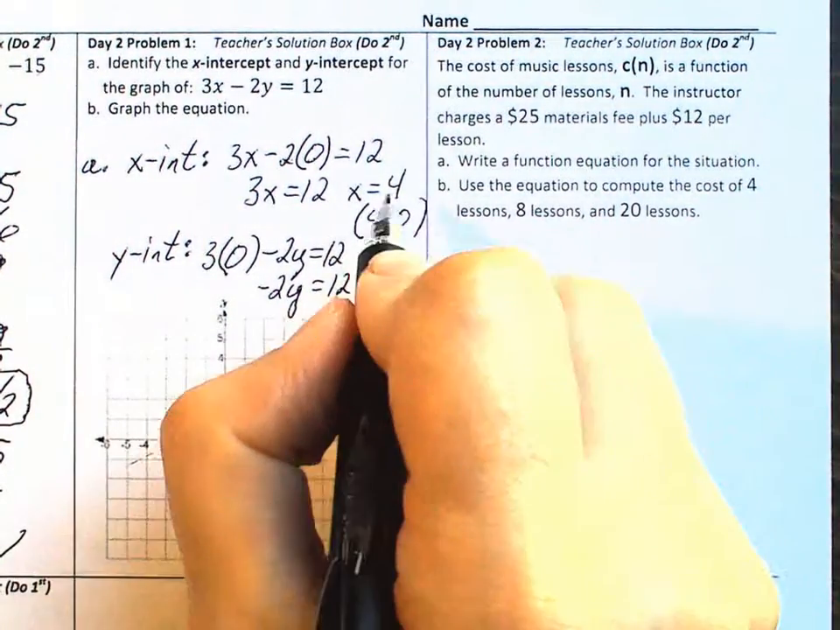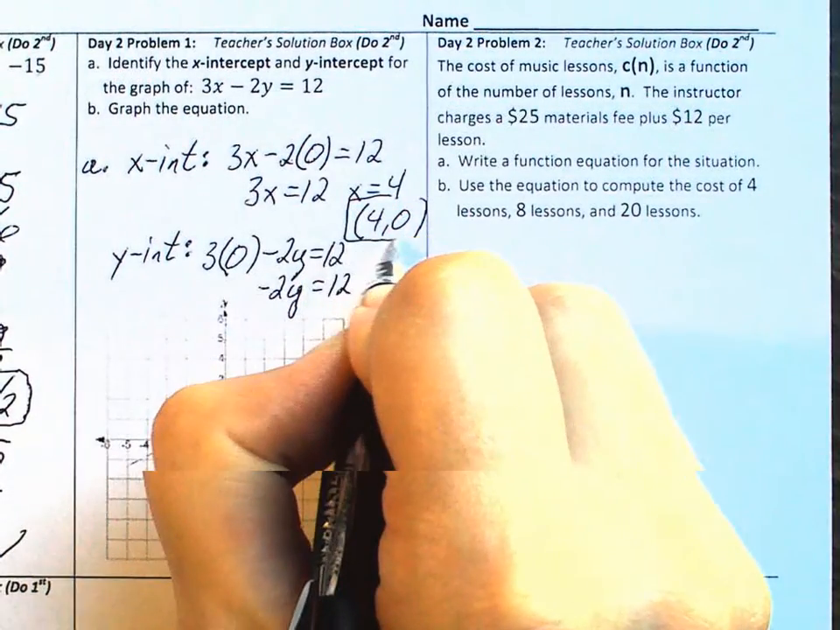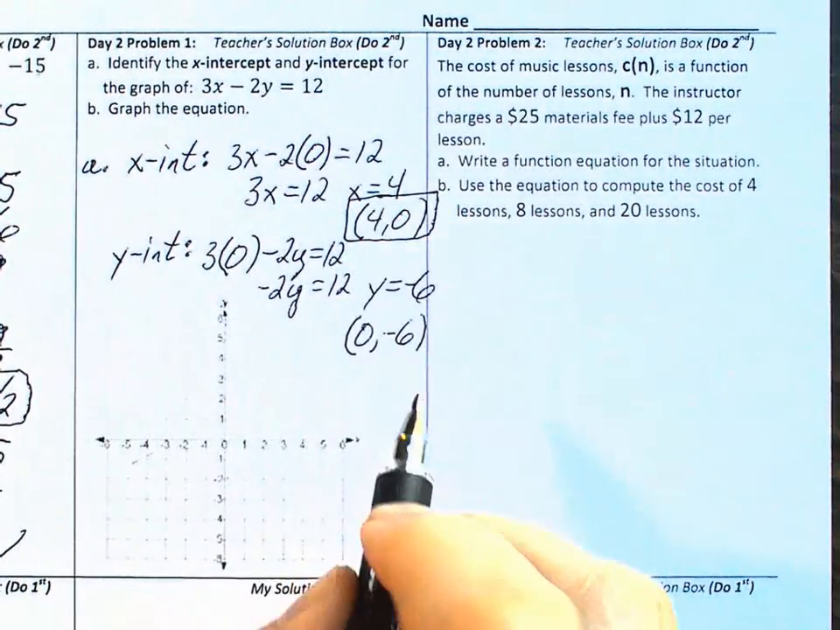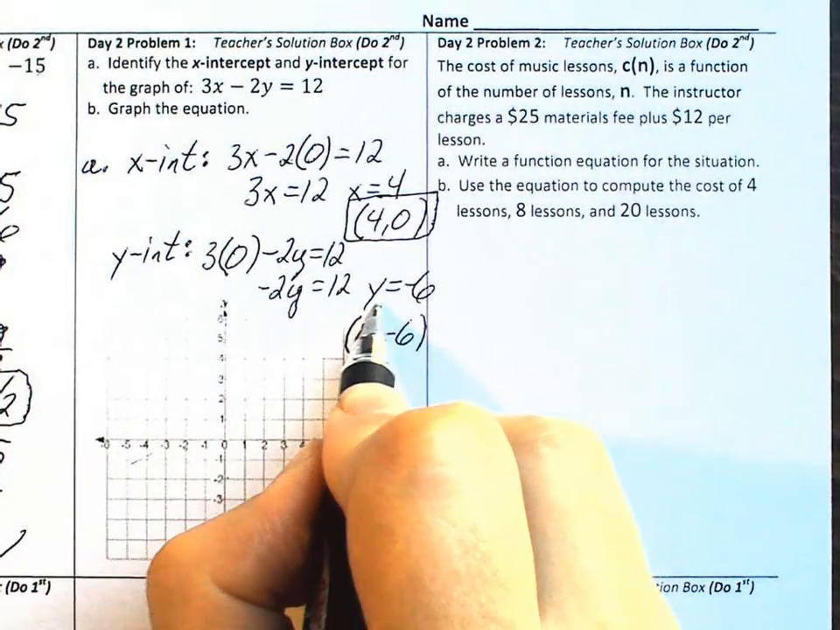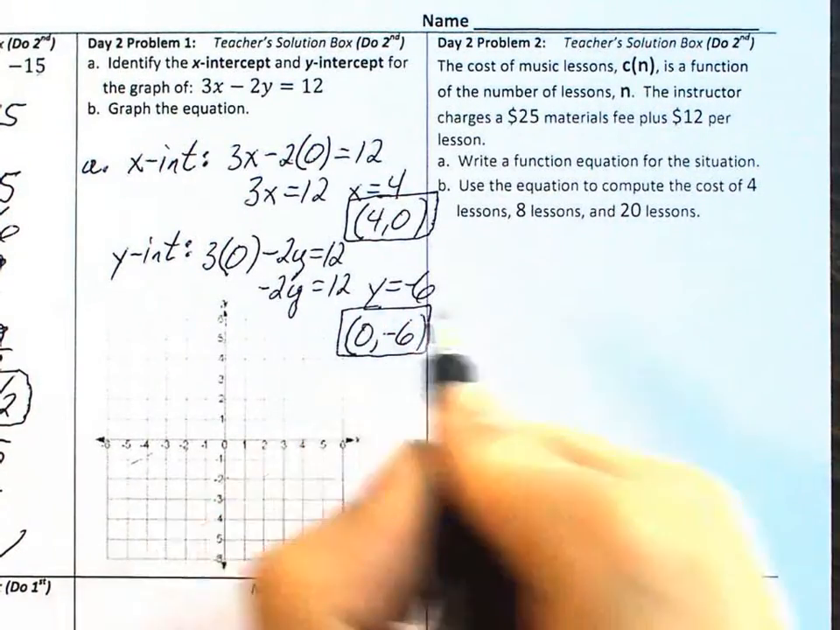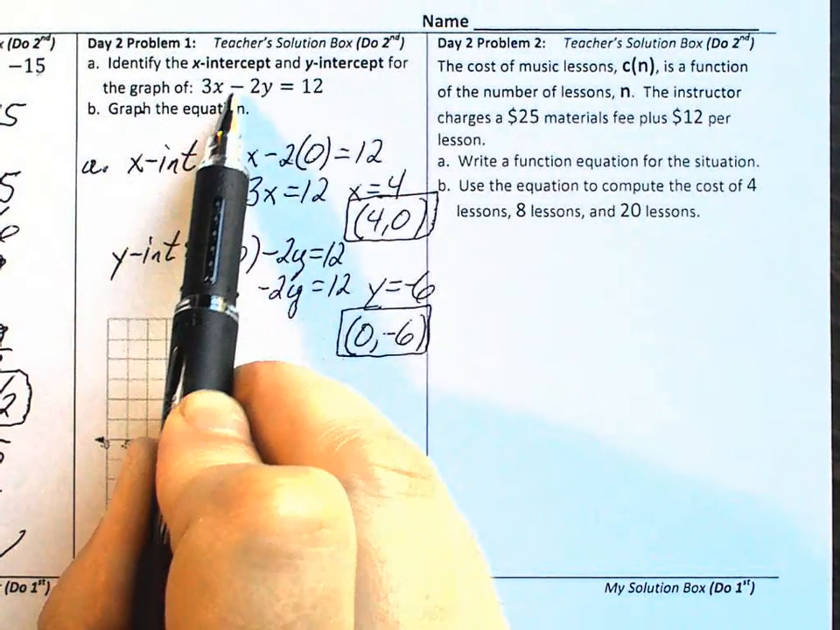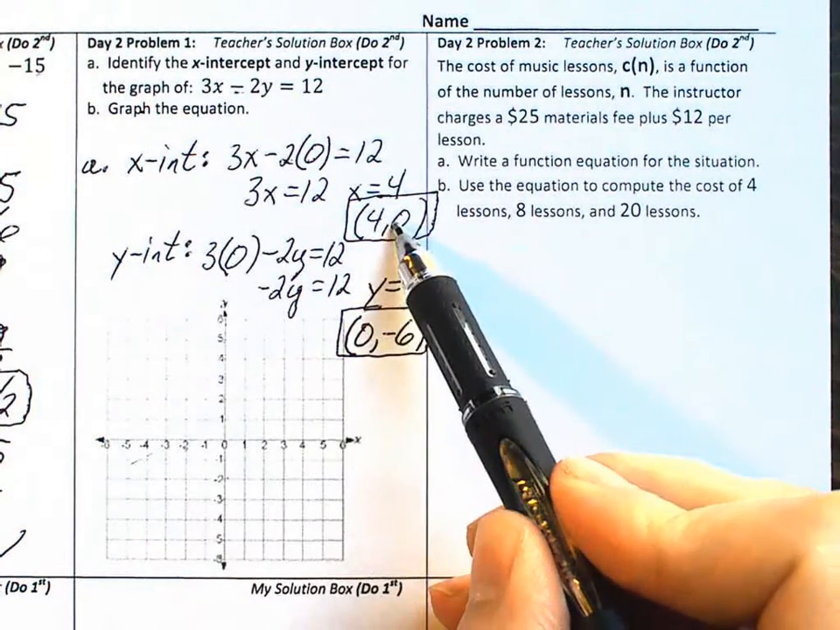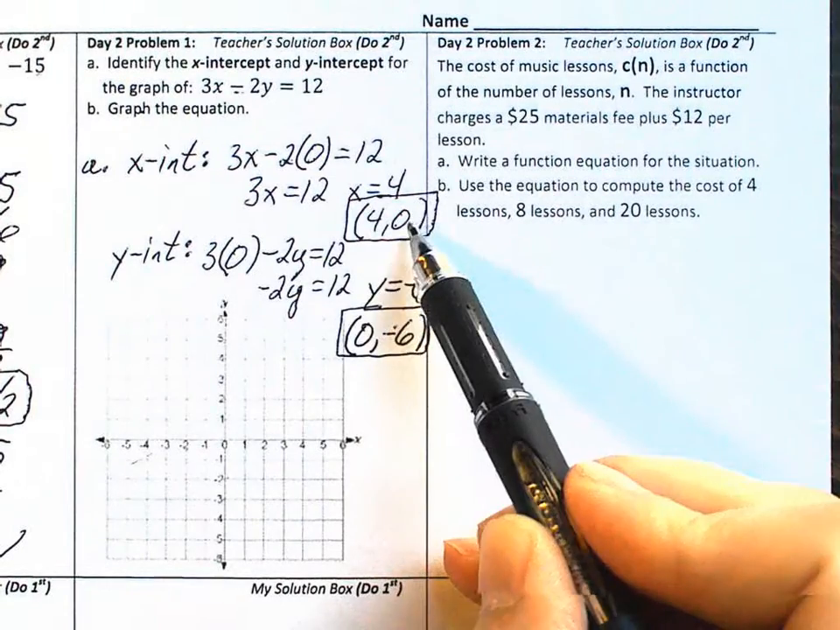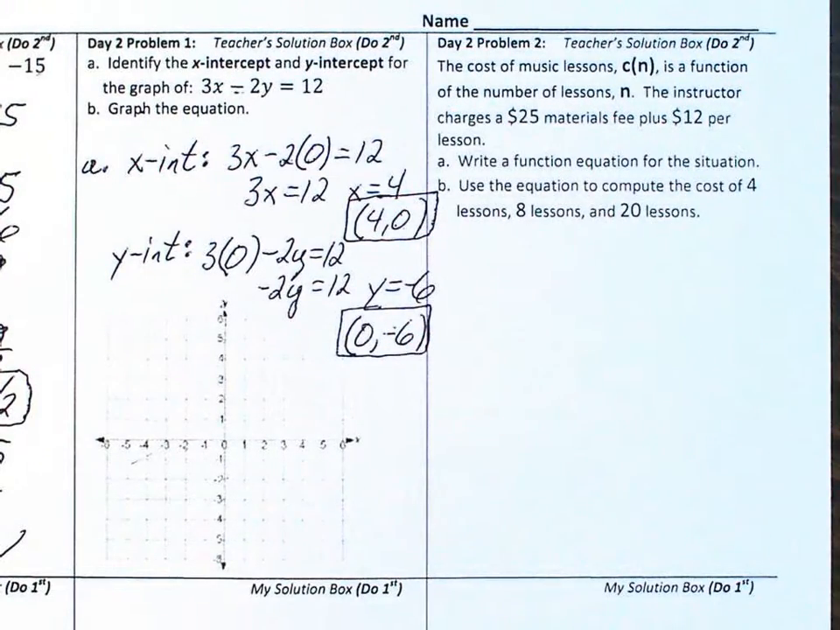And so we figured out our x-intercept is (4, 0). And we figured out our y-intercept is (0, -6). In question B, when we want to graph a line for this equation, we can make use of these two dots that we figured out because these two dots are on our line.